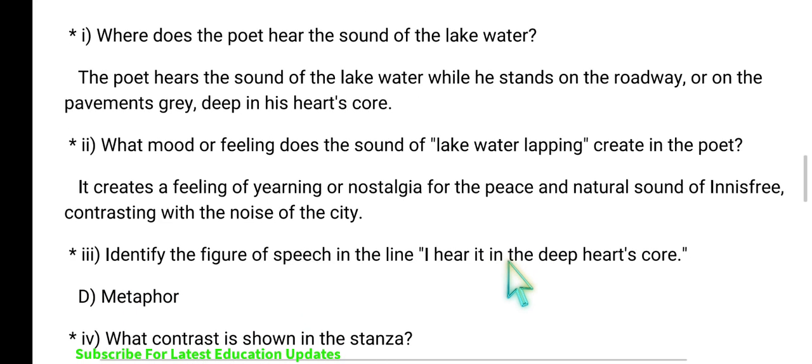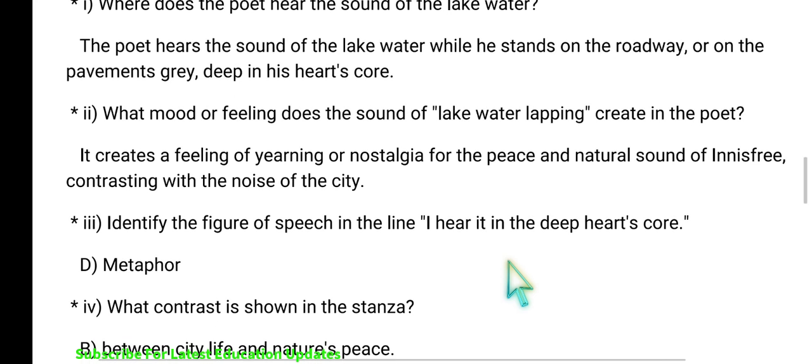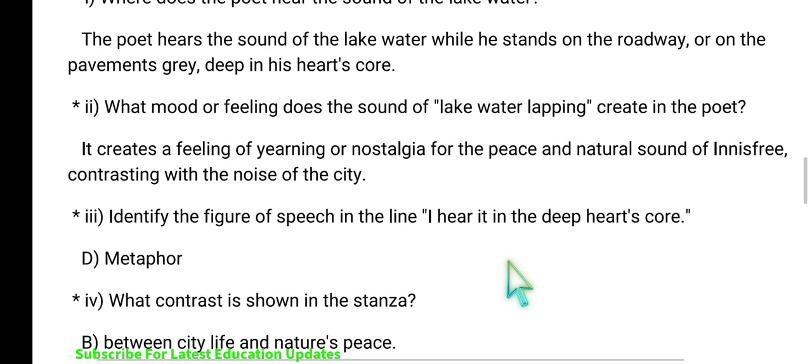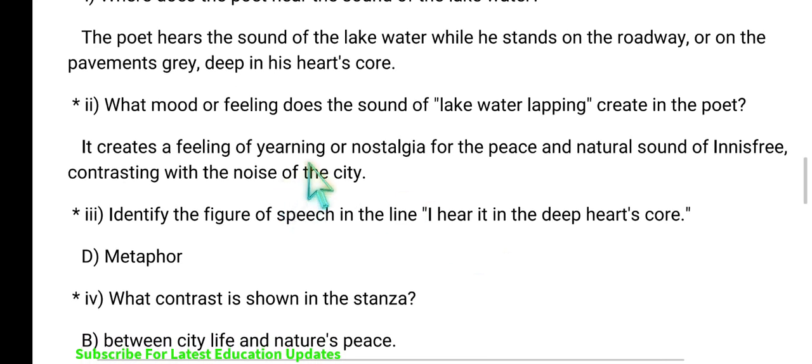Next, what mood or feeling does the sound of lake water lapping create in the poet? It creates a feeling of yearning and nostalgia for the peace and natural sound of Innisfree, contrasting with the noise of the city. So, this is not directly available. We have to go beyond the stanza and bring back the main elements of the poem, The Lake Isle of Innisfree. Next, identify the figures of speech in the lesson.